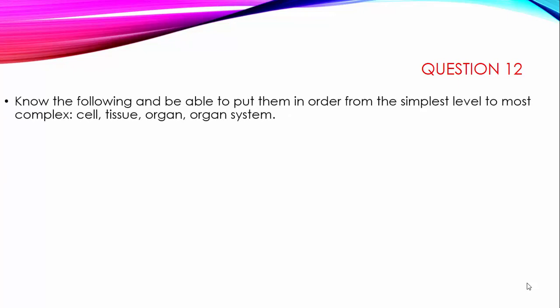Number 12, know the following and be able to put them in order from simplest level to most complex. Cell, tissue, organ, system. Done. It's already in order from simple to most complex. I went ahead and did that for you. If you have a bunch of cells working together, those cells will make a tissue. If you have several tissues working together, they make an organ. If you have several organs working together, they make an organ system.